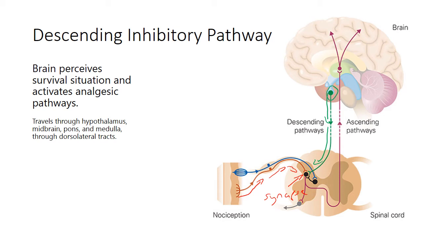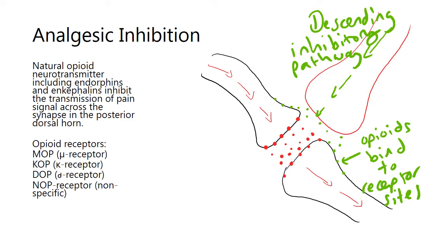So this part of the brain that's depicted here is the hypothalamus, then travels through the brain stem, which is made up of our midbrain, pons, and medulla, and it travels down a distinct pathway within the spinal cord called the dorsolateral tracts. So it travels down the dorsolateral tract, and it synapses with our pain neurons here within the spinal cord. On the next slide, we're going to look at this in a bit more detail. Here we have a close-up of our synapse.